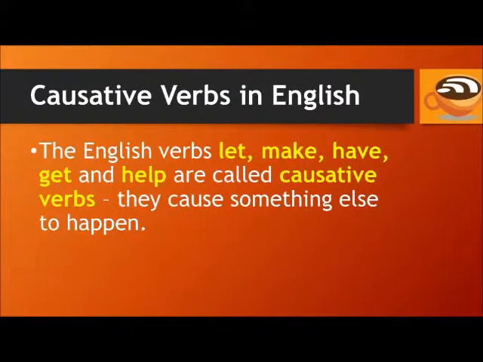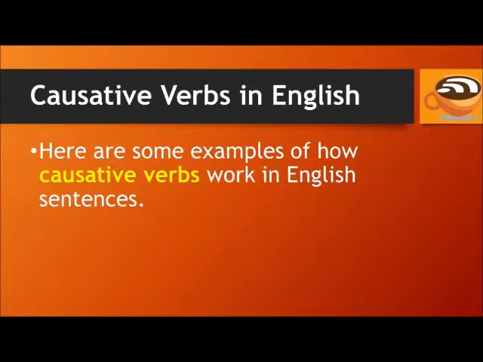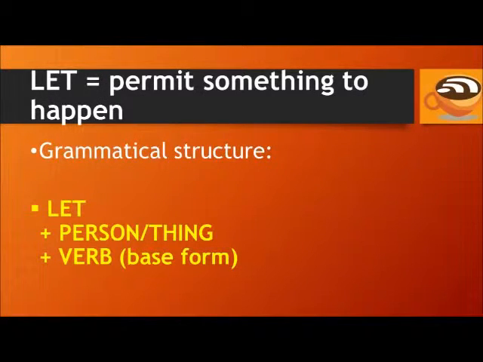The English verbs let, make, have, get, and help are called causative verbs because they cause something else to happen. Here are some examples of how causative verbs work in English sentences. Let's start with the word let. It means to permit something to happen. The grammatical structure is let plus the person or thing plus the base form of the verb.